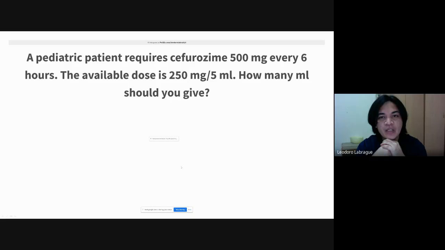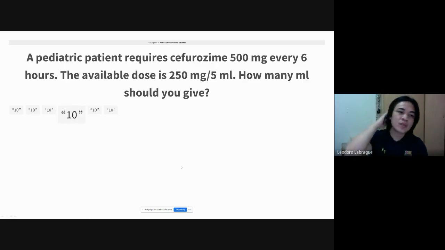A pediatric patient requires cefuroxime 500 milligram in every 6 hours. The available dose is 250 milligram per 5 ml. How many ml should you give? This is also an easy question. I hope you're able to answer this correctly. There is no conversion here. You just need to plainly apply the formula that I gave you, and you're able to derive the correct answer.